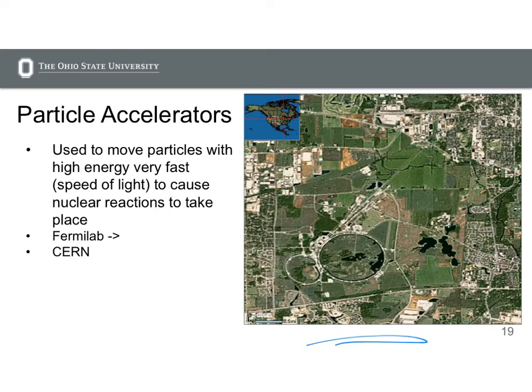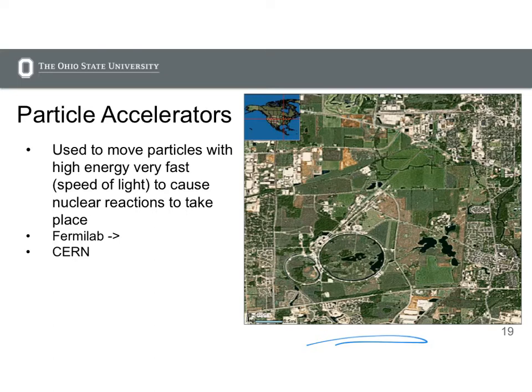In this picture here, we have these circles. These are the particle accelerators. So what you do is you form a charged particle, which we can then move throughout these very large circumference tunnels by way of either an electric or magnetic field, get them moving nearly the speed of light, and then collide them together and watch the reactions that take place.